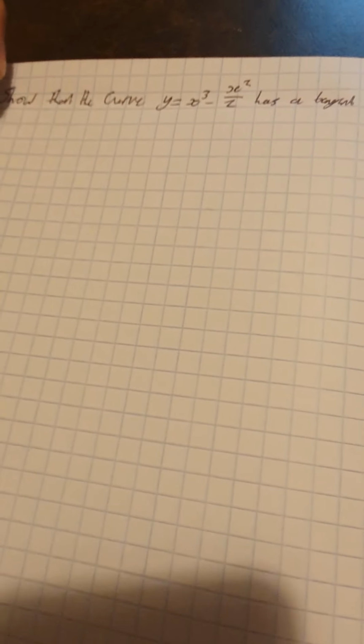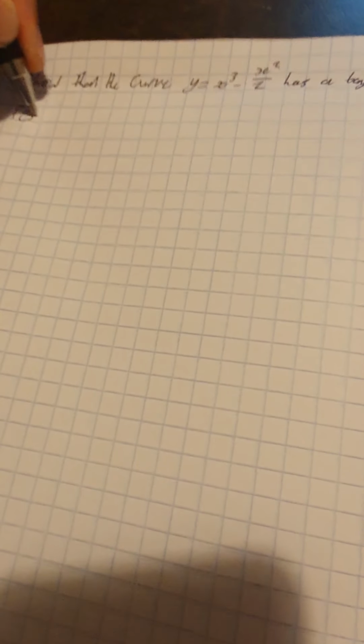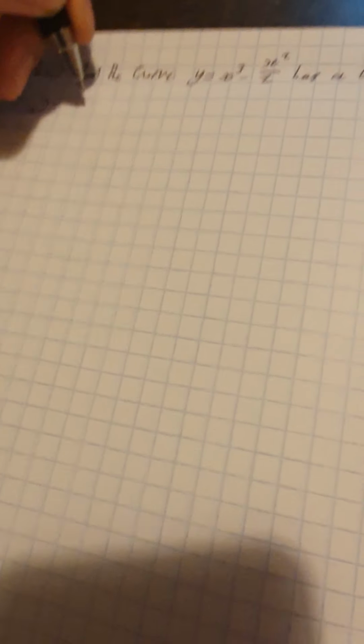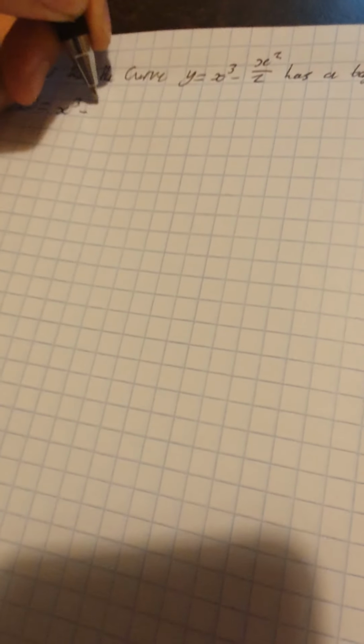And what you're meant to do, well, what I would do first is differentiate the function that they've given us. So we know that f(x) equals x cubed take away x squared divided by 2. So that means that f prime of x equals 3x squared take away x.